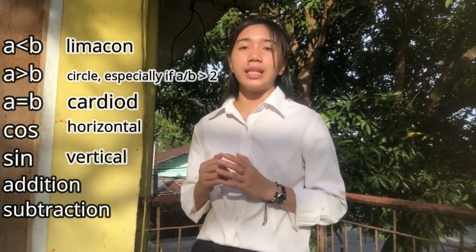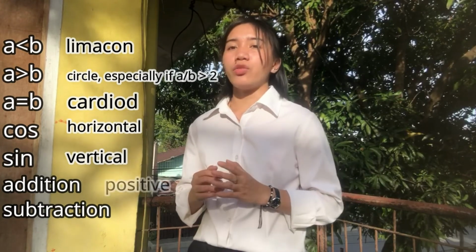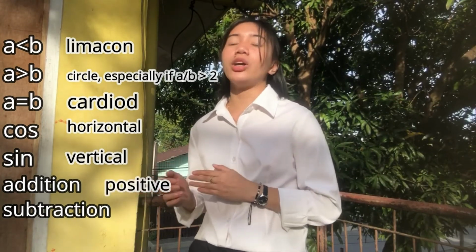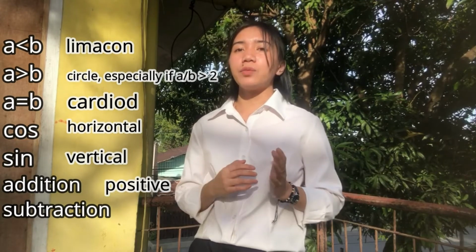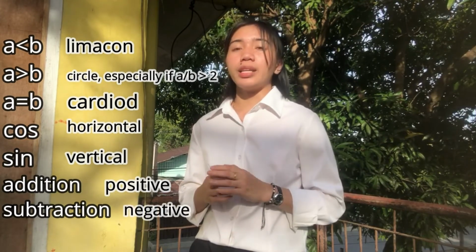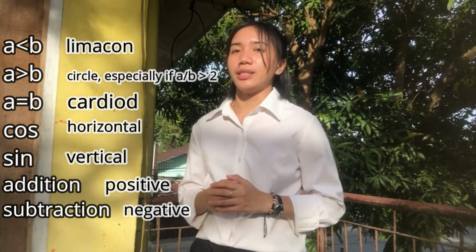If we have an addition operation, our graph will be on the positive side of the polar coordinates. And if we have a subtraction, our graph will be on the negative side of the polar coordinates.